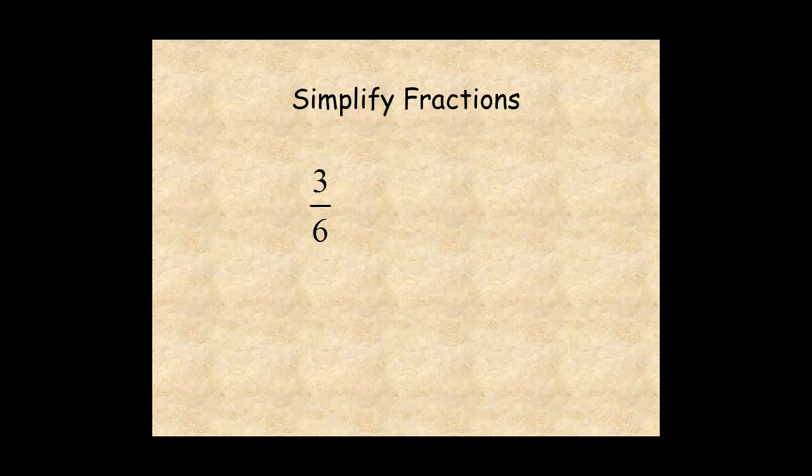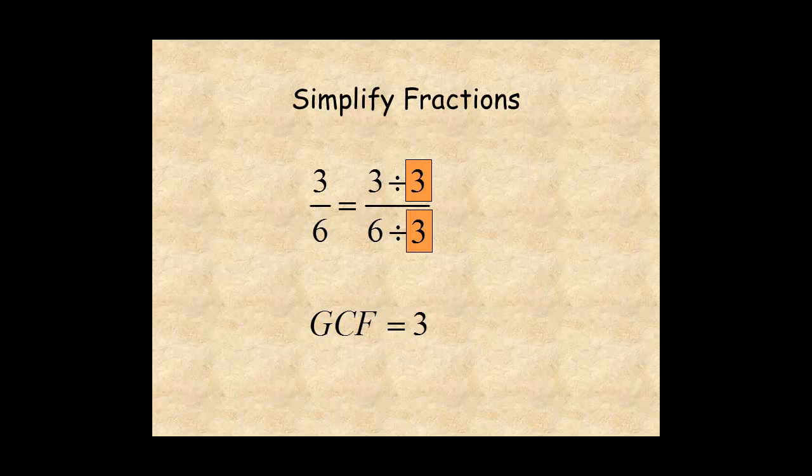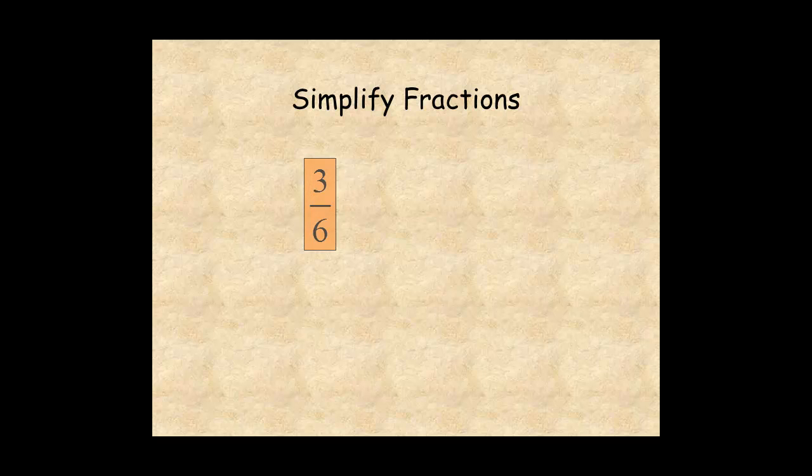So to simplify a fraction, find the greatest common factor, or GCF, of the numerator and denominator. Then divide the numerator and denominator by the GCF. For this example, the GCF of 3 and 6 is 3. When you divide the numerator and denominator by 3, the common factor is eliminated and you get 1 over 2. Another way to simplify a fraction is to write the prime factorization of the numerator and denominator and cross out common factors, and you get the simplified form of the fraction, 1 over 2.